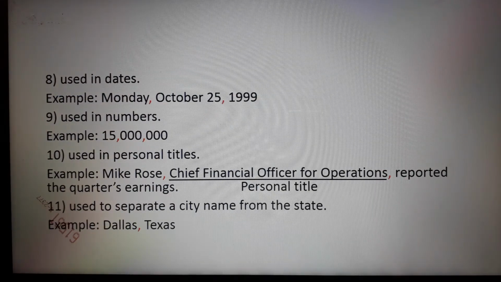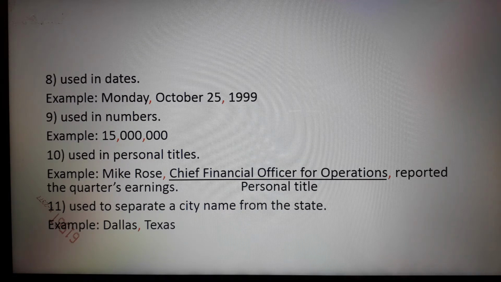A comma is also used in dates, and the example here is Monday, October the 25th, 1999. So when you're speaking about dates, you need to write commas always. Commas are also used in numbers. You have an example here, 15 million. So when you have a number, you need to write commas, not periods. Remember, commas.